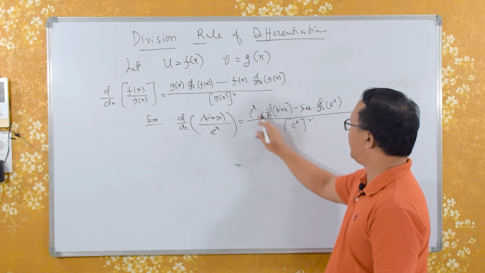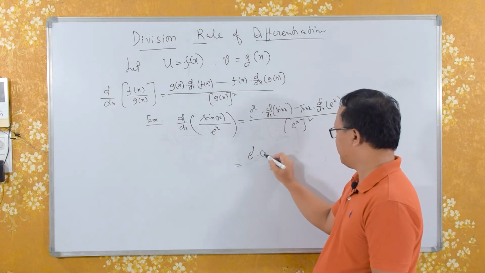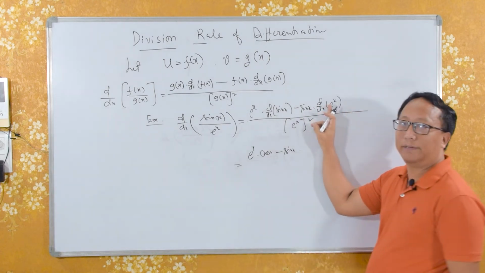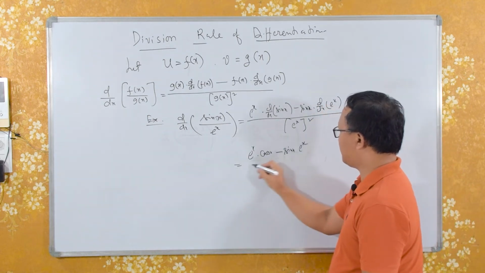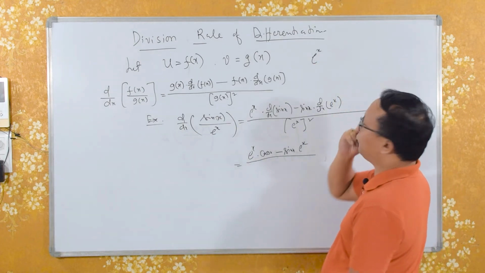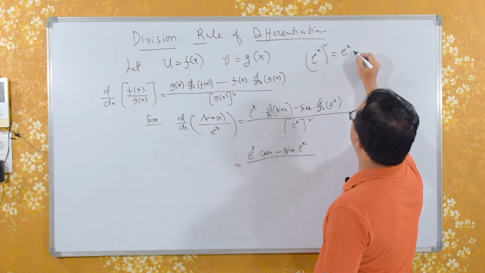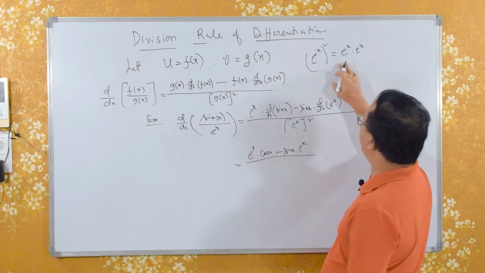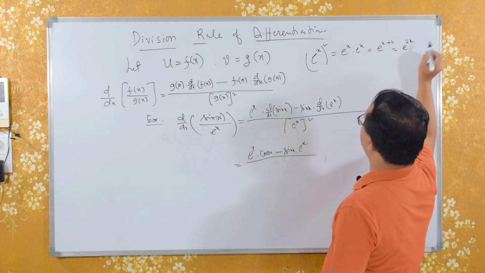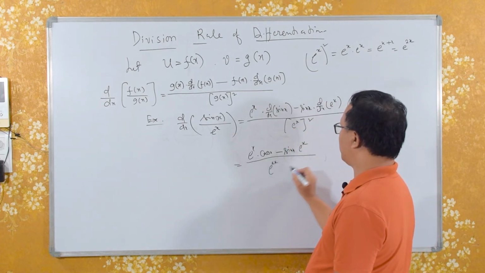Now this is the same as e raised to x times the differentiation of sine x, which is cos x, minus sine of x times d by dx of e raised to x, which is e raised to x, upon e raised to x the whole square. What is e raised to x the whole square? If we apply the indices rule, it is the same as e raised to x into e raised to x. If the bases are the same, we can add the powers. Therefore, e raised to x plus x is e raised to twice x. Therefore, e raised to x the whole square is the same as e raised to 2x.